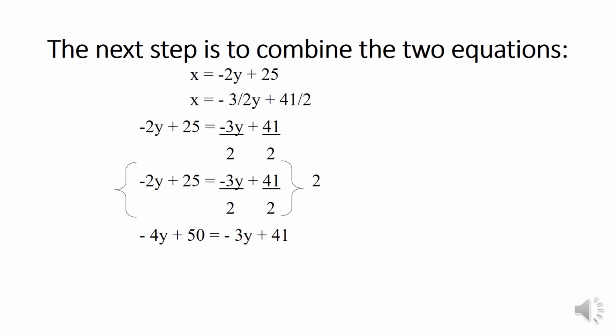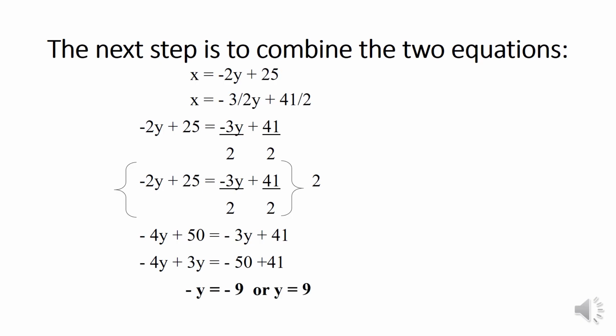Since we also multiply the right side by 2, this eliminates our denominator 2. So finally, we get negative 4y plus 50 is equal to negative 3y plus 41. Now we combine the equation. We transpose the negative 3y to the left side. So this becomes negative 4y plus 3y is equal to negative 50 plus 41, and we get 9 as the value of y.